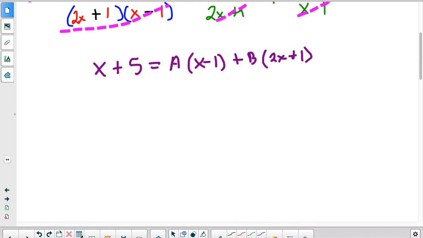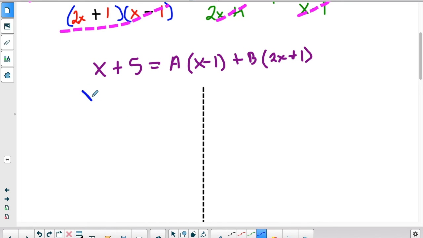And we have this here. Now we can go about checking for two values of x. Here we're only going to need two values of x because I only have a and b. I'm only solving for two letters.